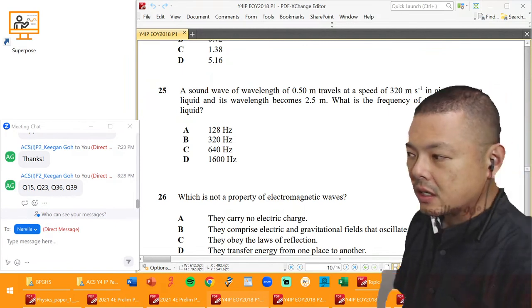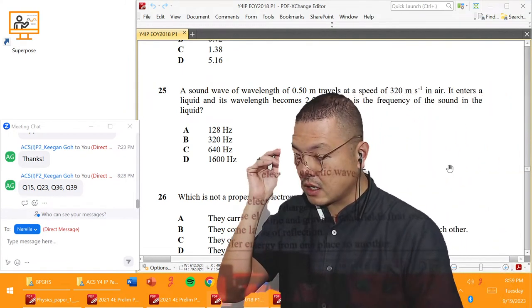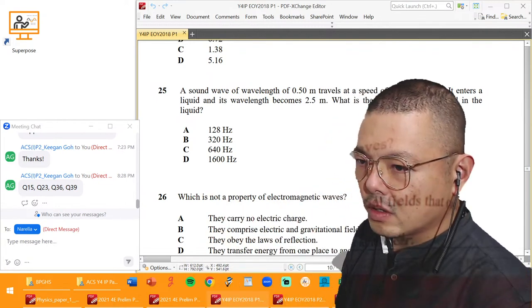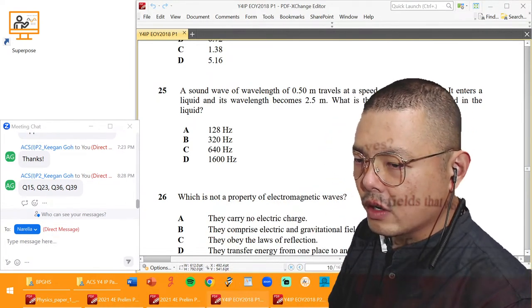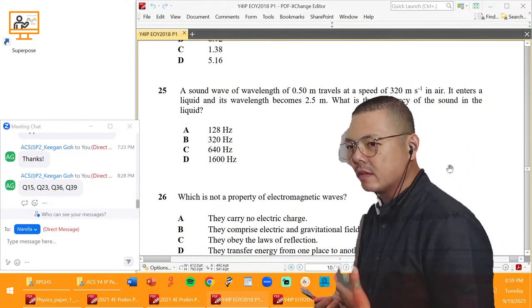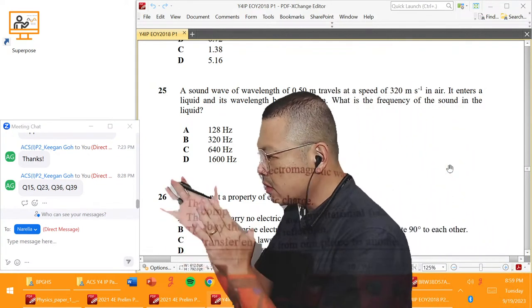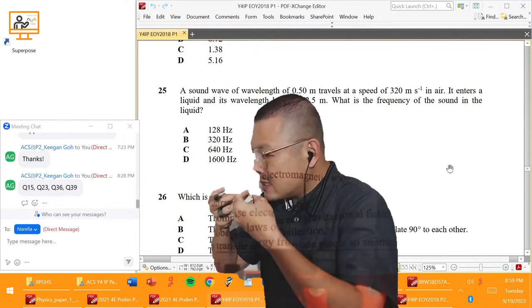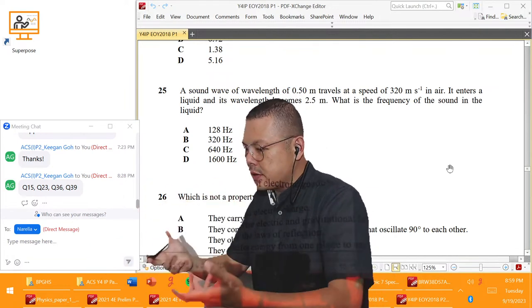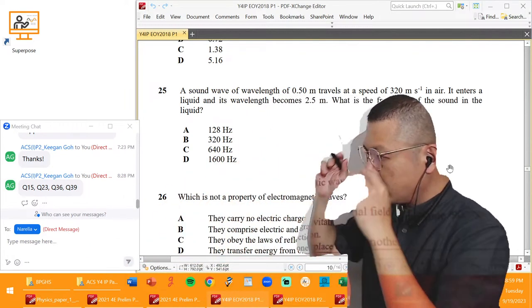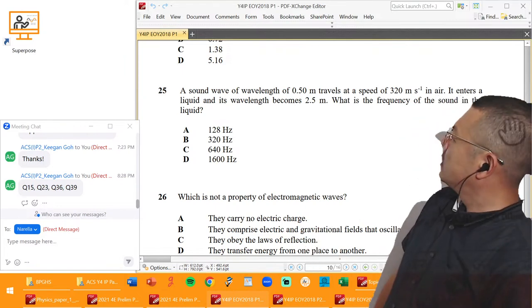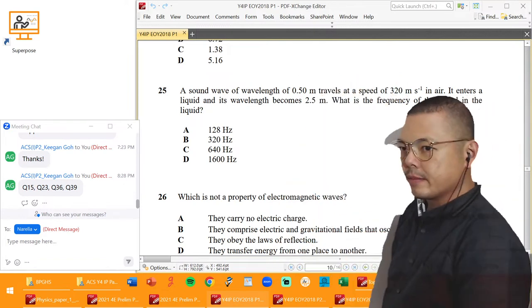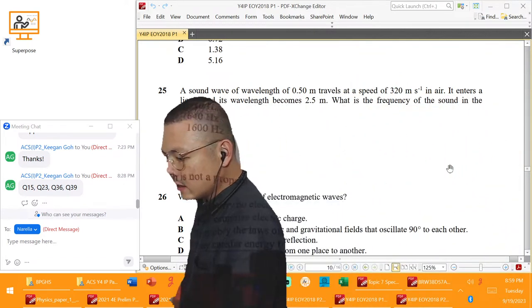Why doesn't it change? Because frequency depends on the source. You can't create more waves per unit time if the source remains the same. The amount of waves per unit time remains the same. So frequency stays the same. So can you find frequency from the first one? You don't even need to care about the 2.5 meters. It's just distracting you.